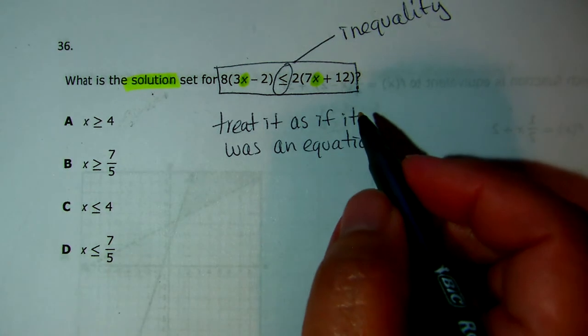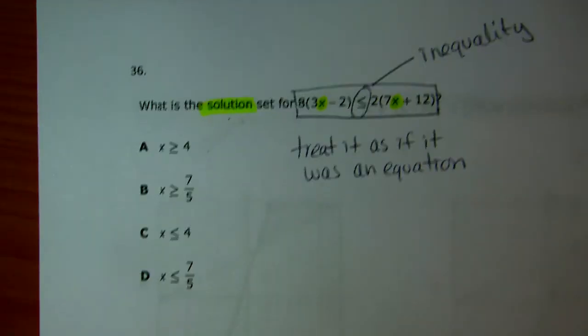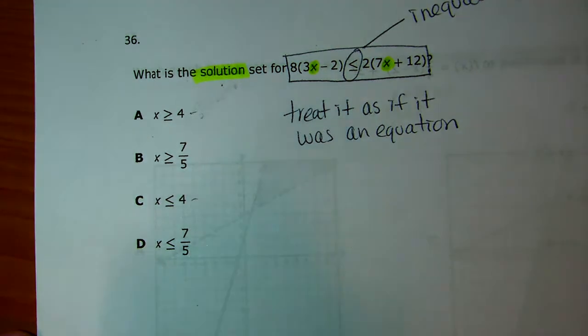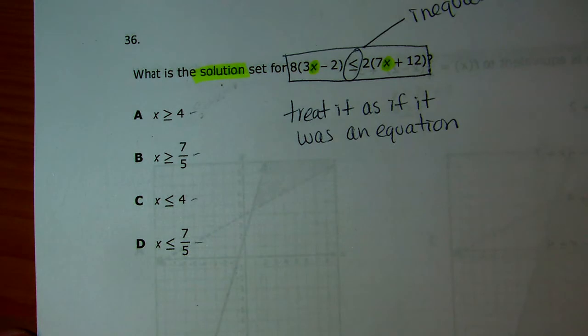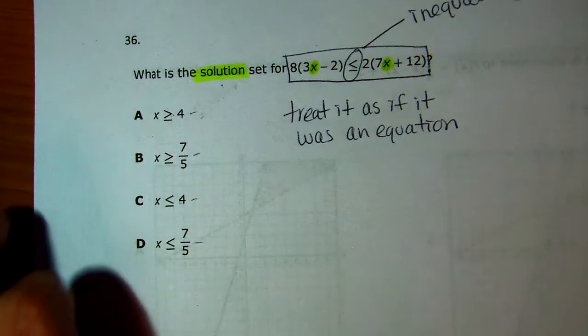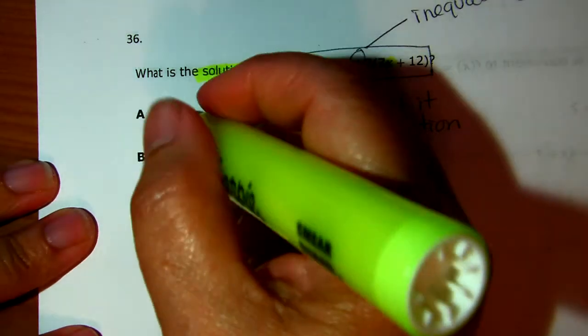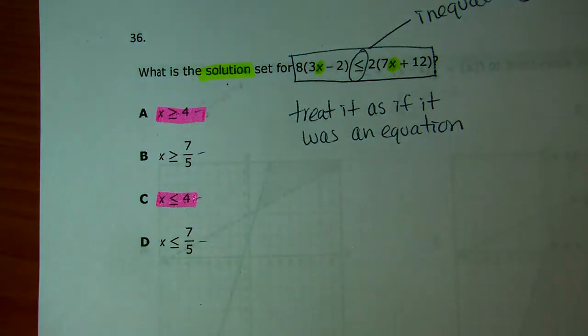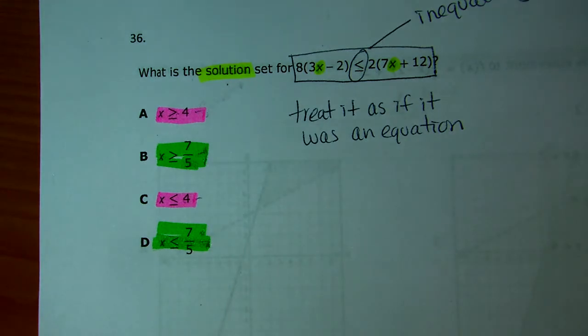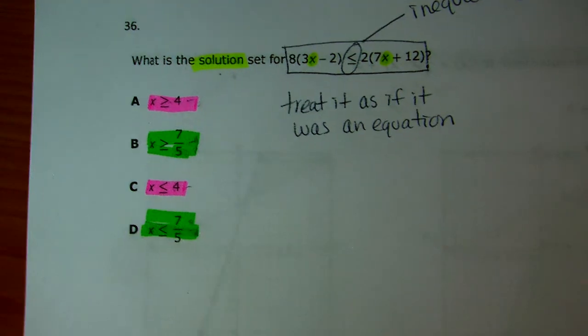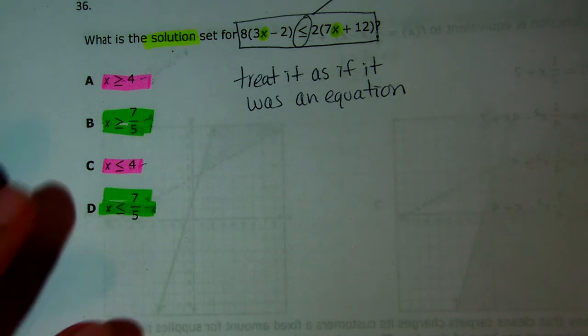Now, I want you to look at the answers. Two of them have 4, and two of them have 7 over 5. The only difference is the inequality. So I'm going to box these. I'm going to put these in pink. The two that have the 4, those two are the same. And these two are the same. Remember, I need to see the photo that you're doing and you're following the video, all right?